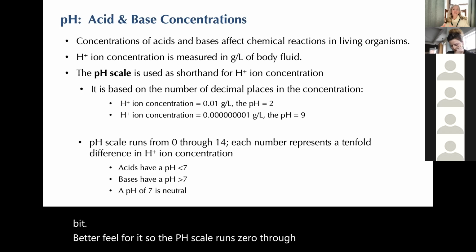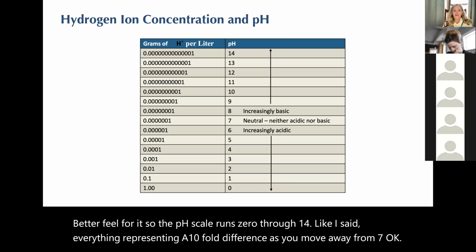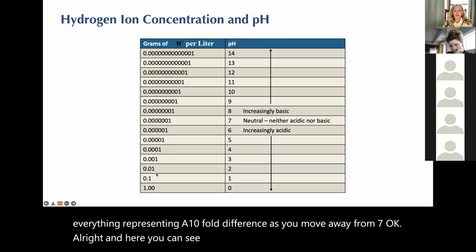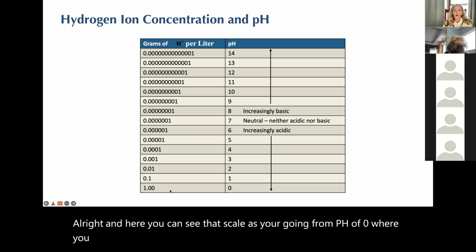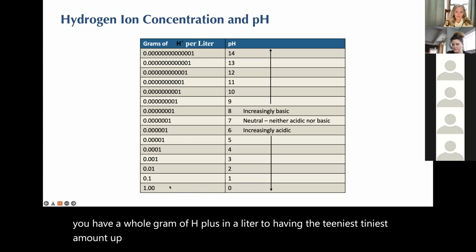Everything represents a 10-fold difference as you move away from 7, okay? All right, and here you can see that scale, going from a pH of 0, where you have a whole gram of H plus in a liter, to having the teeniest, tiniest amount up there where you'd be using negative numbers.